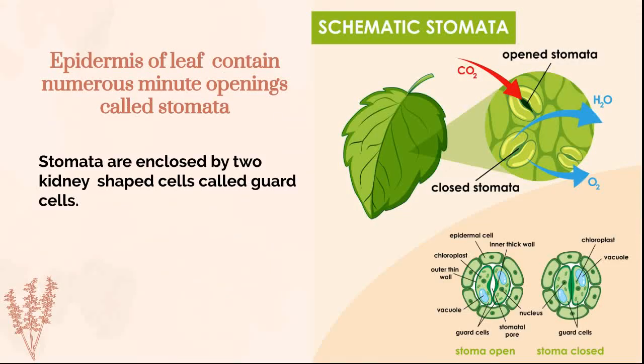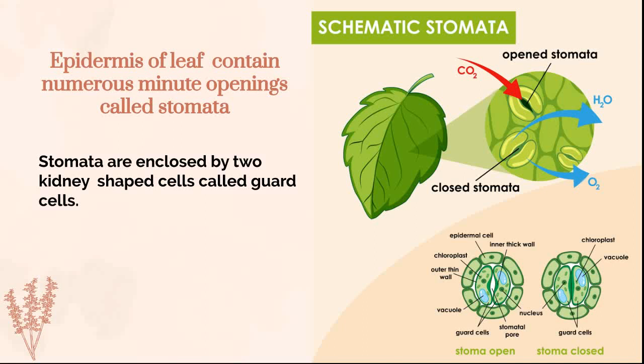Next we come to epidermis of the leaf. Epidermis of the leaf contains a large number of minute openings. That means there are a large number of small holes on the underside of the leaf more, and few on the upper side of the leaf. Students, these holes are not visible to us with our naked eye, and these holes are called stomata.